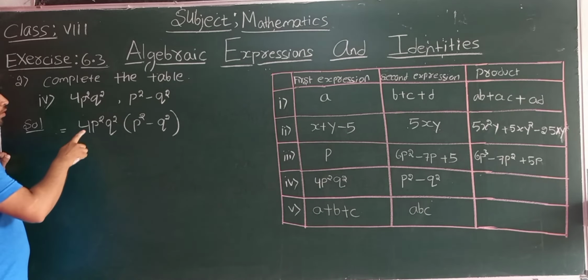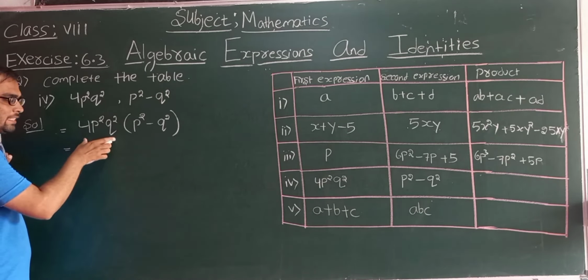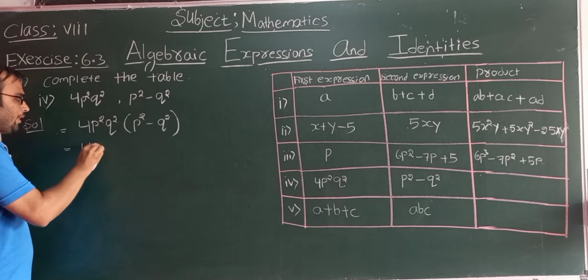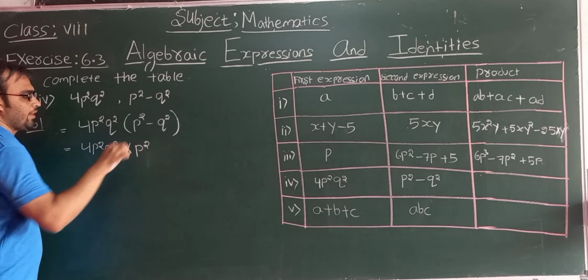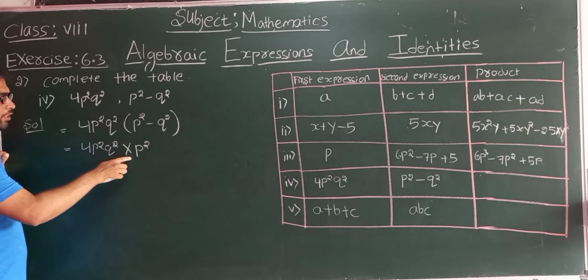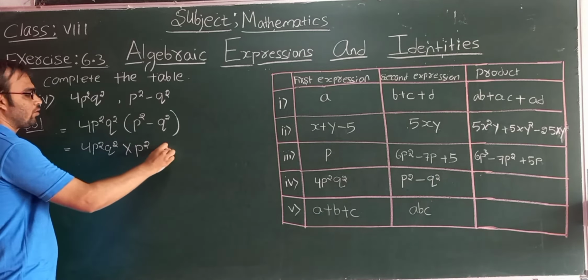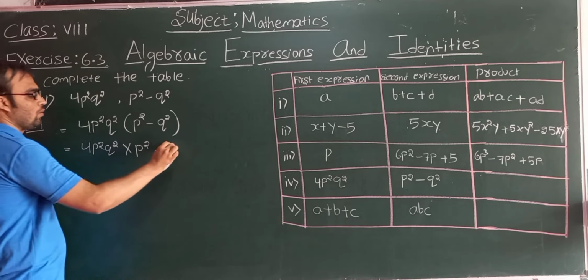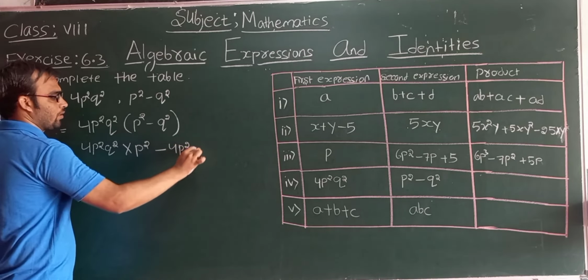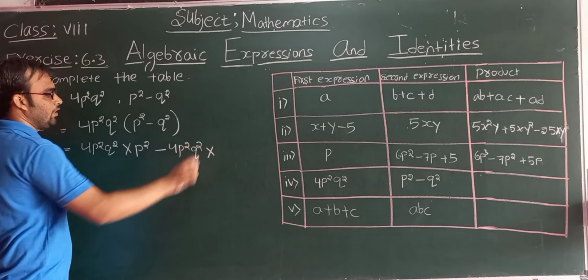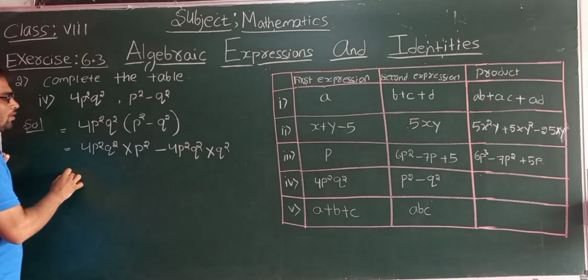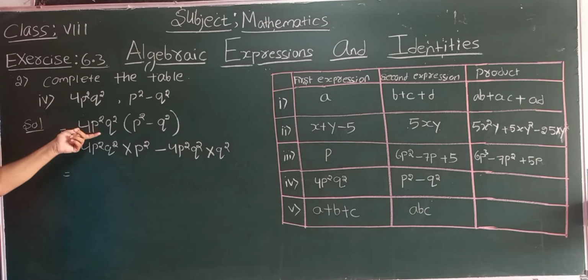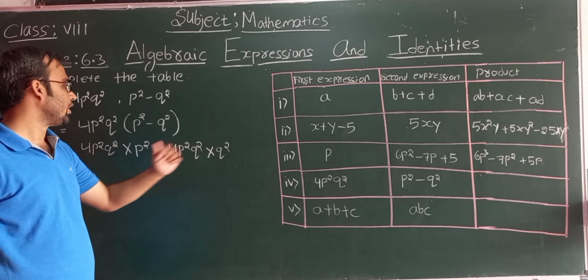Okay, so now we need to multiply this term with the p square, that is 4p square q square into p square. Here minus is there, so write minus. Now 4p square q square into next this one, q square. Okay, so multiply 4p square q square first with p square, next the 4p square q square with q square.